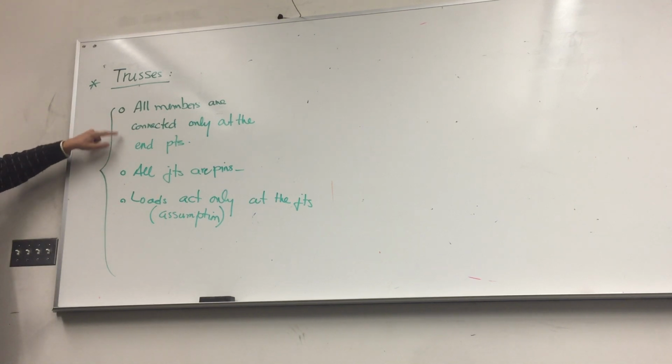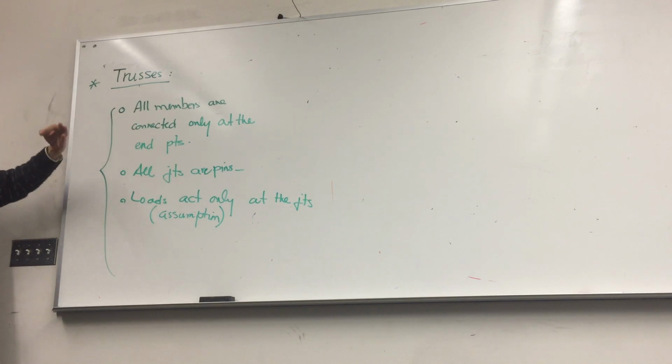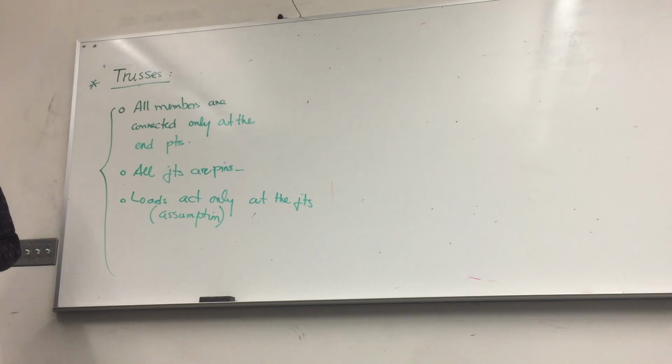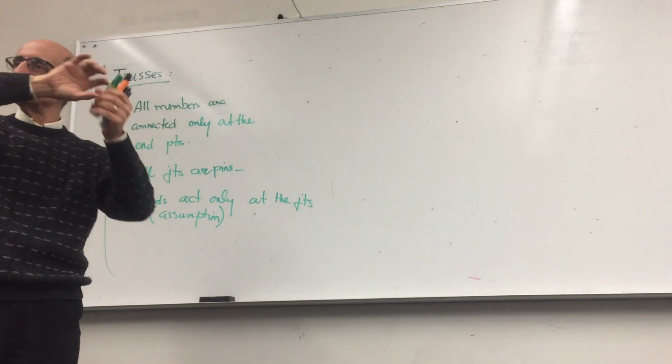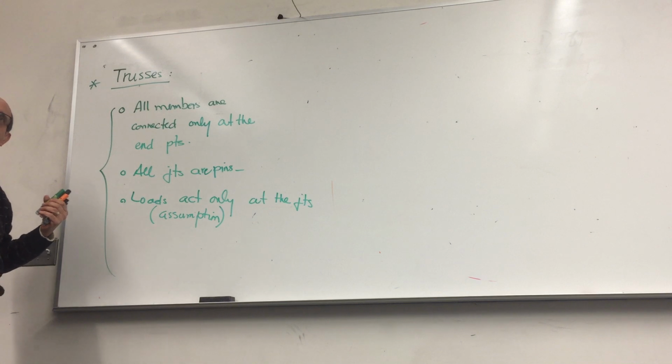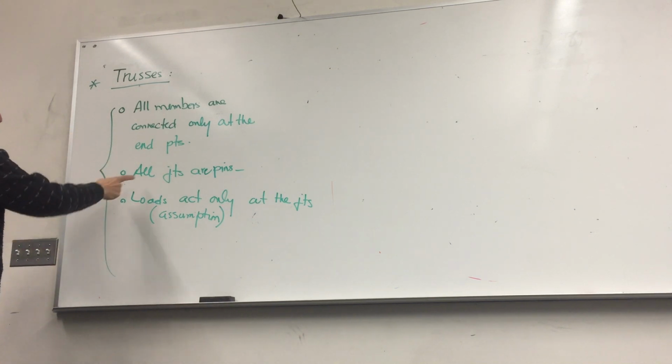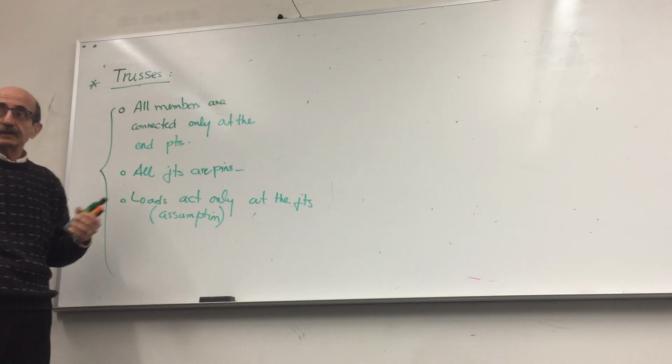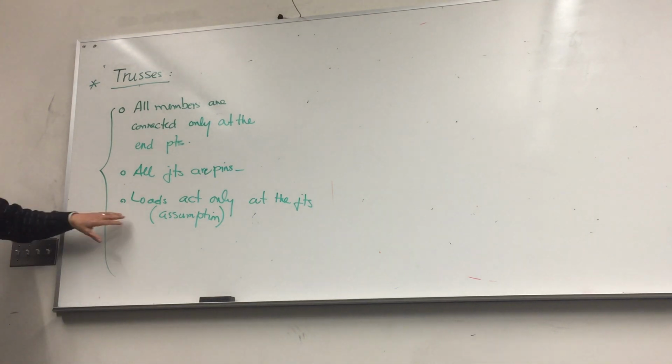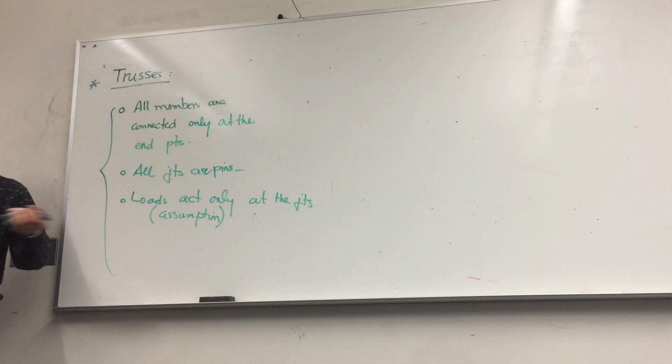Because necessarily in frames, members are not just connected at the two ends. You could have another member coming in, connected to a member somewhere, and you saw, for instance, the machine problem we did last time, there was no end connection. At the end, you were applying a force. All joints are not necessarily pins in a frame, and loads can apply anywhere along the member, right?